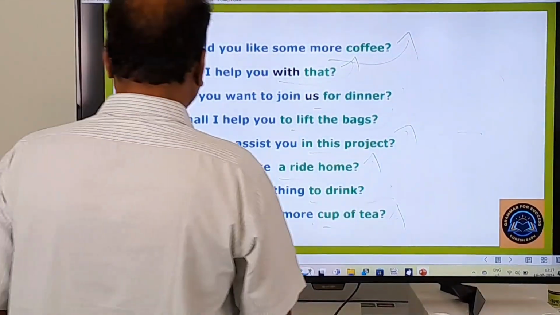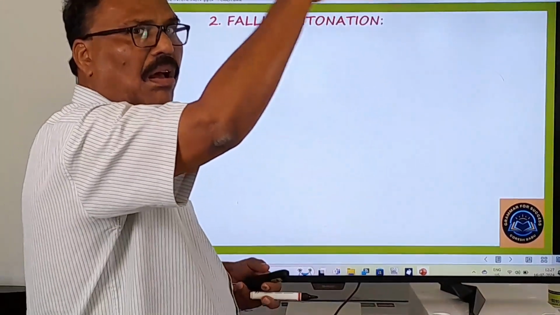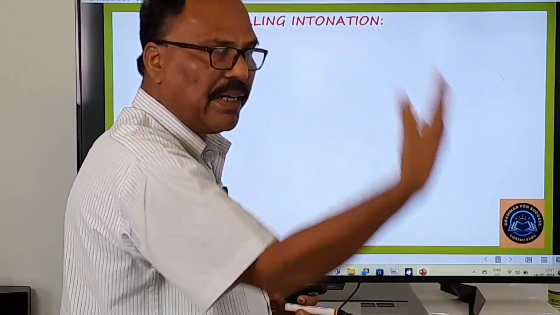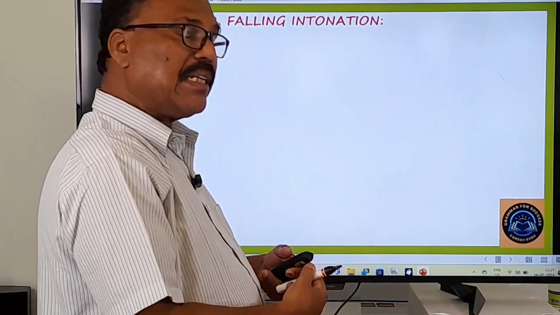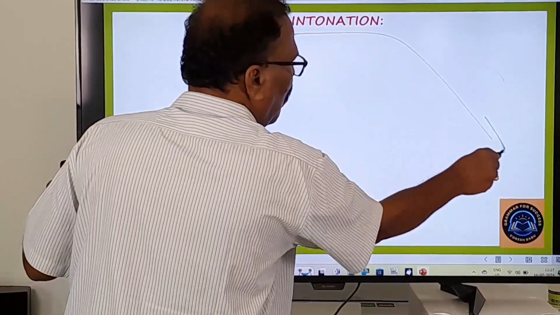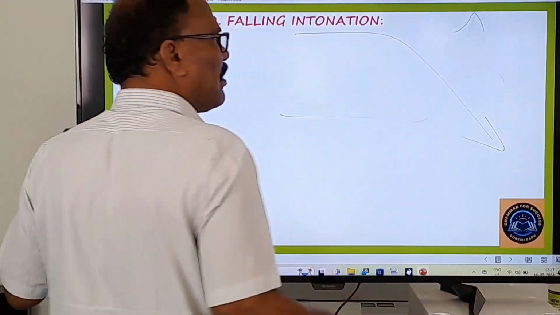And now let's go to the other one. Falling intonation. The tone or the pitch of the voice will fall down at the end of the statement. So that is called falling intonation. It will come like that, it will fall down. Rising intonation, go up. It's like that.